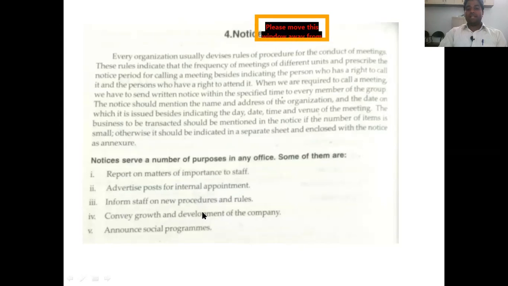Convey growth and development of the company. And last one, announce social programs. These are the important notices that can serve a number of purposes in any office. For example, it can be an IT office or it can be a bank, etc.